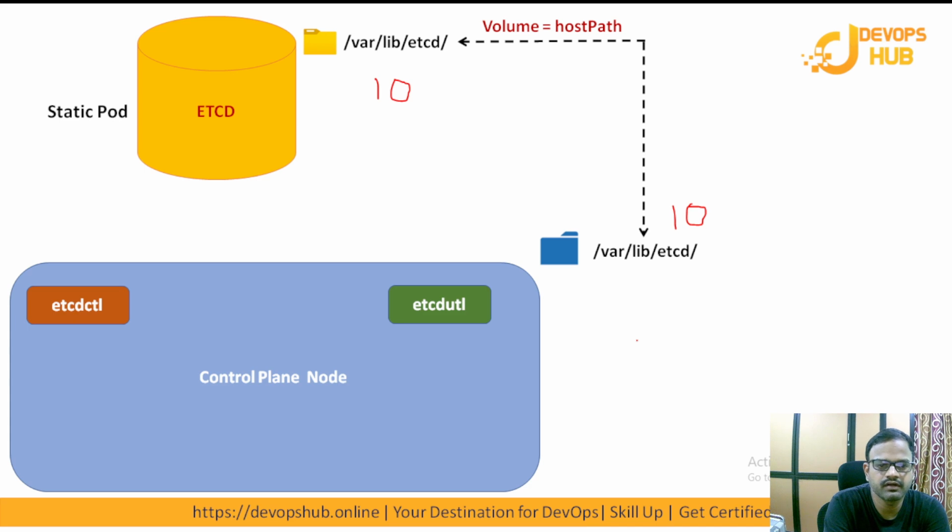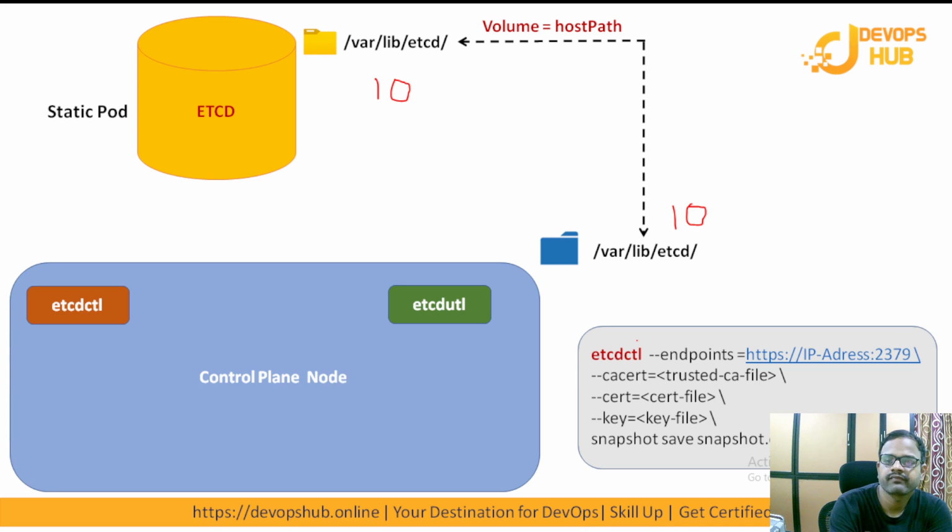You can install it, and now you can work with etcd command line tools. If you remember, the command to take a snapshot is etcdctl with endpoint. This endpoint refers to where etcd is running, the etcd container, at what address and what port. So the etcdctl command is trying to reach it.